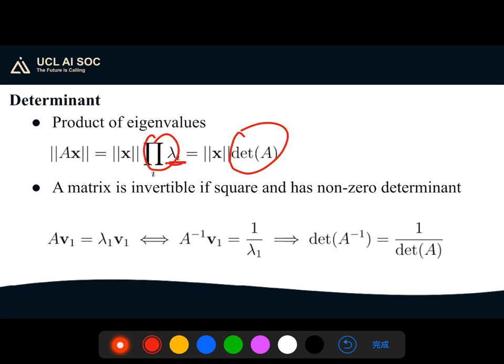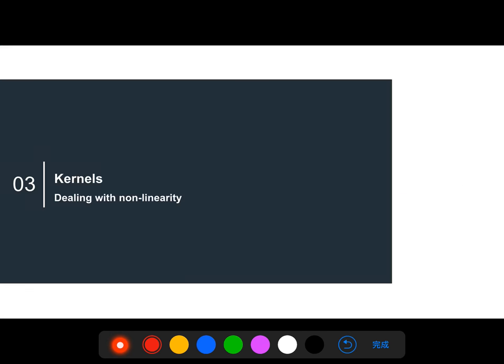So that can be used to judge if a matrix is invertible or not. Okay. So if a matrix is square and has non-zero determinant, that matrix should be invertible. Okay.